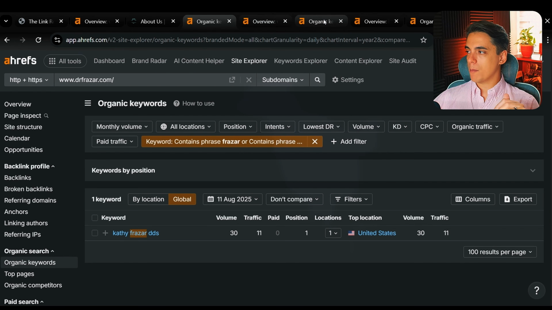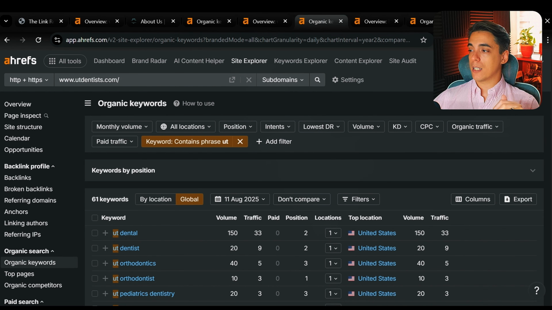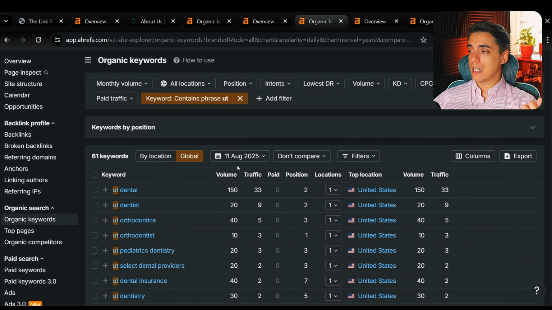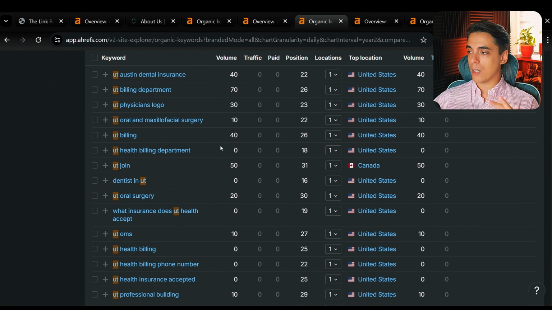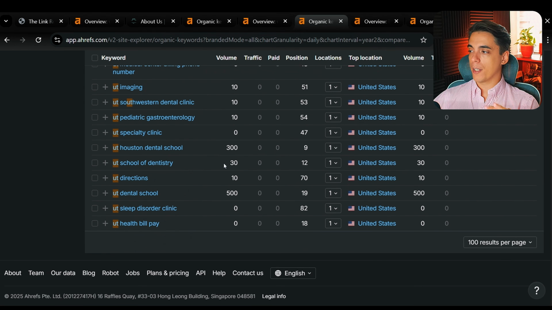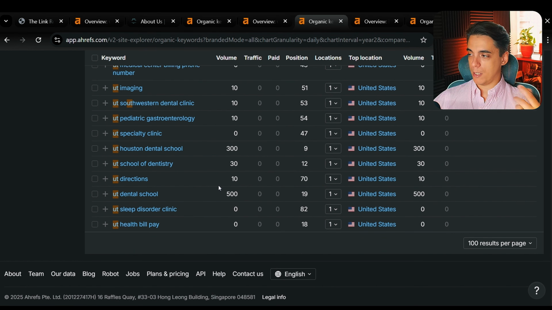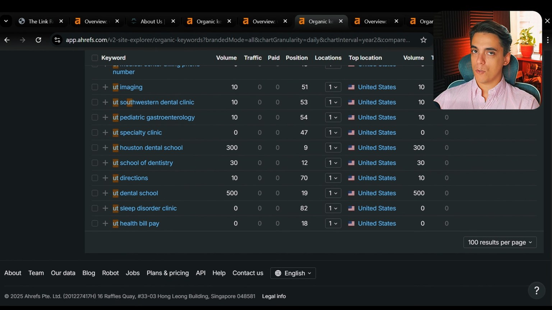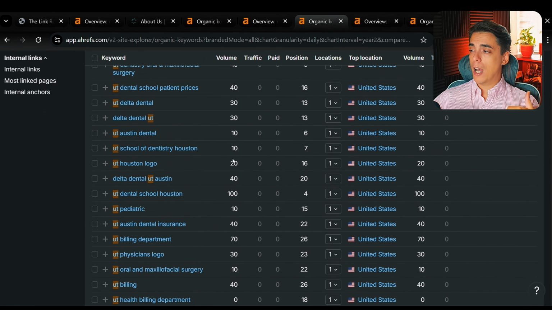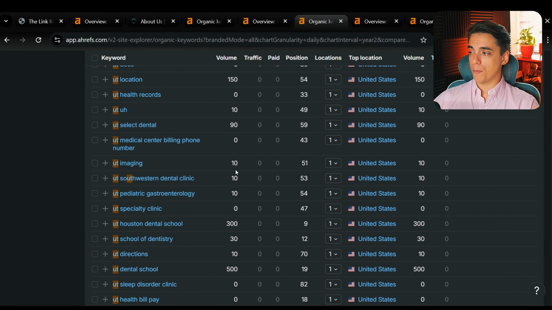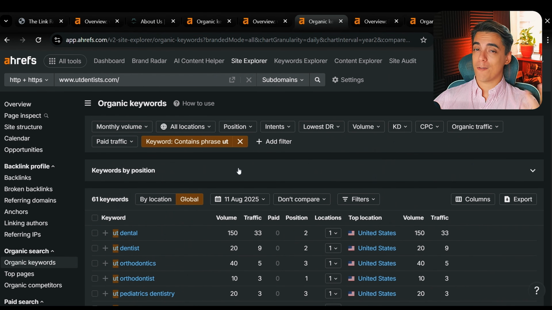So I'm going to do the same here for UT Dentist. Now, you have to take into account this site will have a lot more trust than virtually anyone else in this niche in this particular city, because it's a dental school of the University of Texas. So as you can see, there's tons and tons of keywords, a very high volume of branded searches, which explains why they rank so well for some of the other keywords, even though they have fewer links at the page level, because they have a lot more trust.